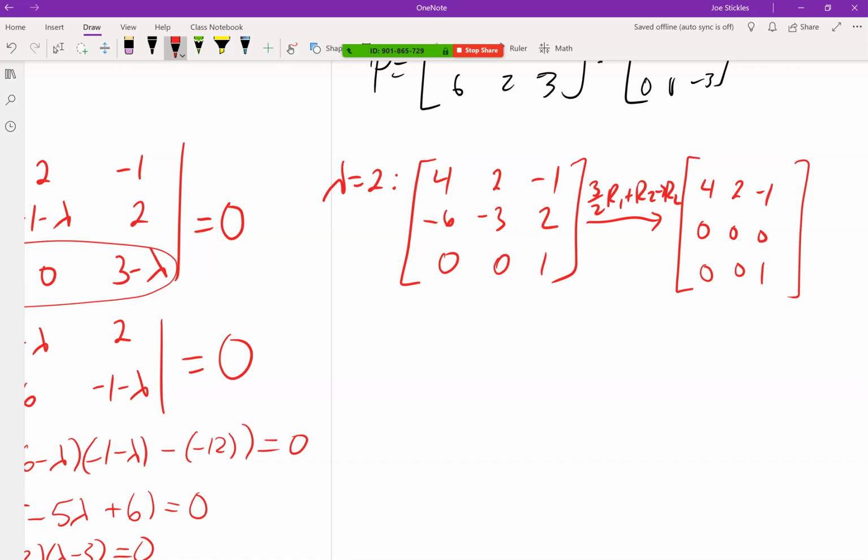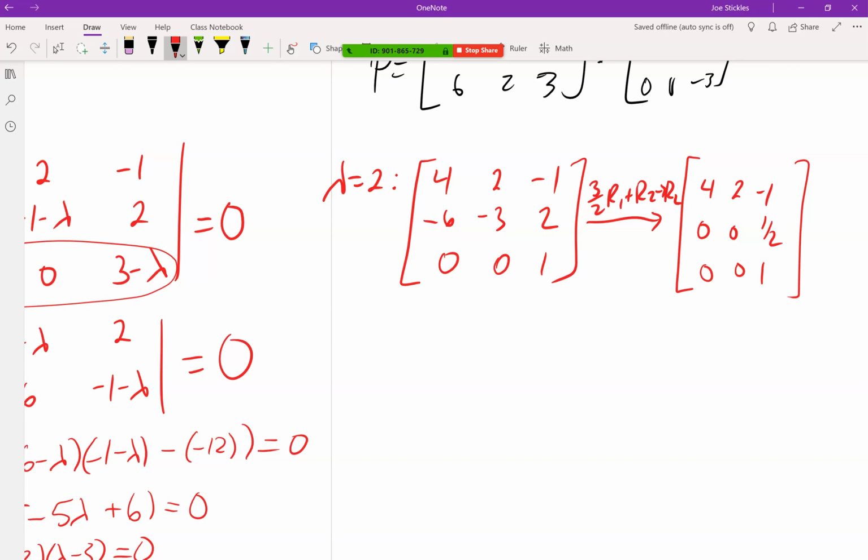Wouldn't the last one in row 2 be 1/2? Oh, yeah, it would be a 1/2. Thank you. Because I would have -3 halves plus a 2. Yep, you're right. I'm going to get a row of zeros there eventually, but thank you, Nick.